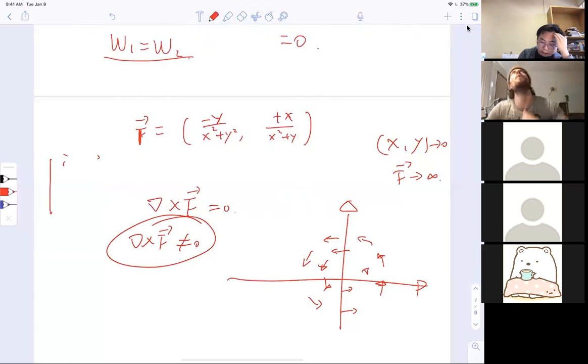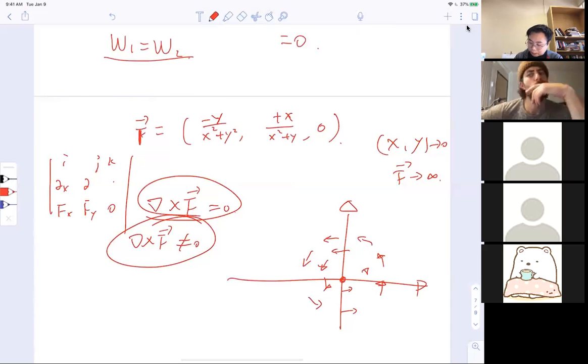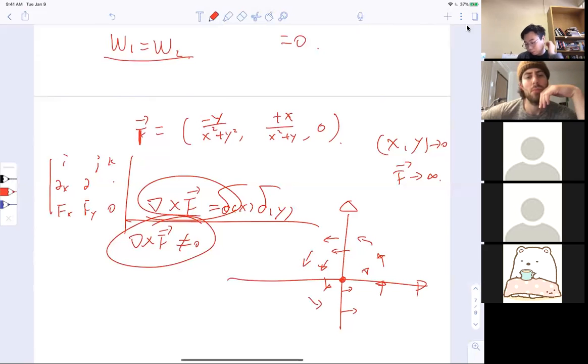If you do this kind of i, j, k, and partial x, partial y, partial z, f_x, f_y, f_z, here f_z is 0. It's a 2-dimensional vector, so the third component is 0. If you do this calculation directly, you will get this one. But according to our intuition before, you should get non-zero. This is because there's a delta function at the singular point. This should be delta x, delta y, something like this. But that is not captured in this calculation.